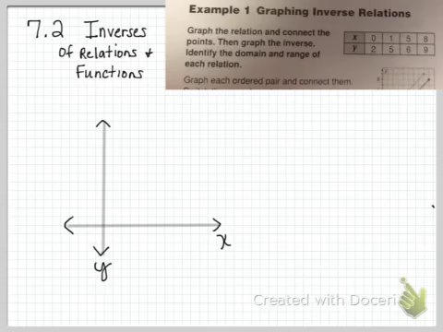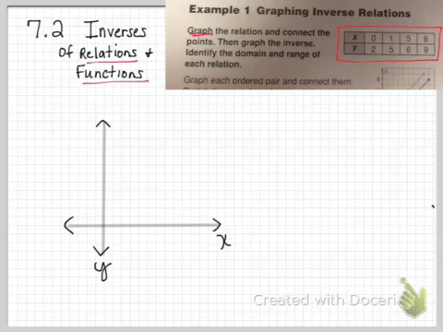Class, this is Algebra 2, Chapter 7, Section 2, and we're going to talk about inverses of relations and functions. There's a reason why they name the section not just inverses, but they want us to do the inverses of what we call relations and also functions. The first box that's given to me in this example, or table, is a relationship or a relation between x and y. So we don't actually have a function for this one, we just have a relation.